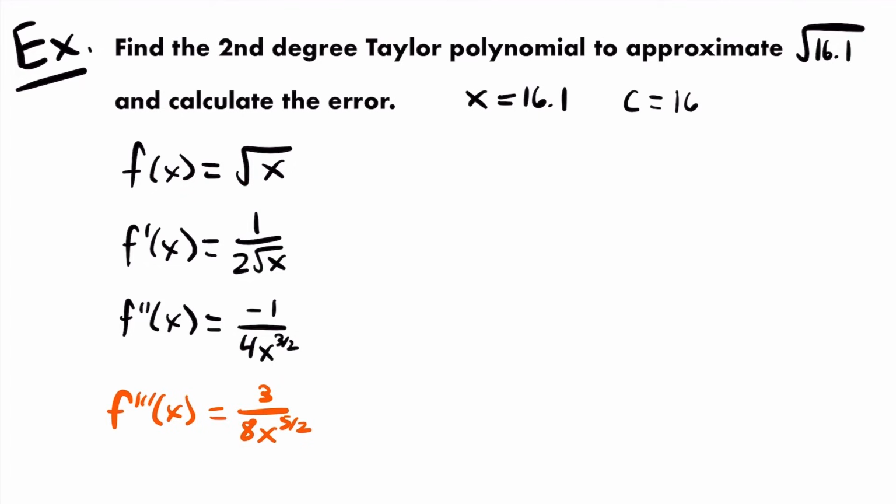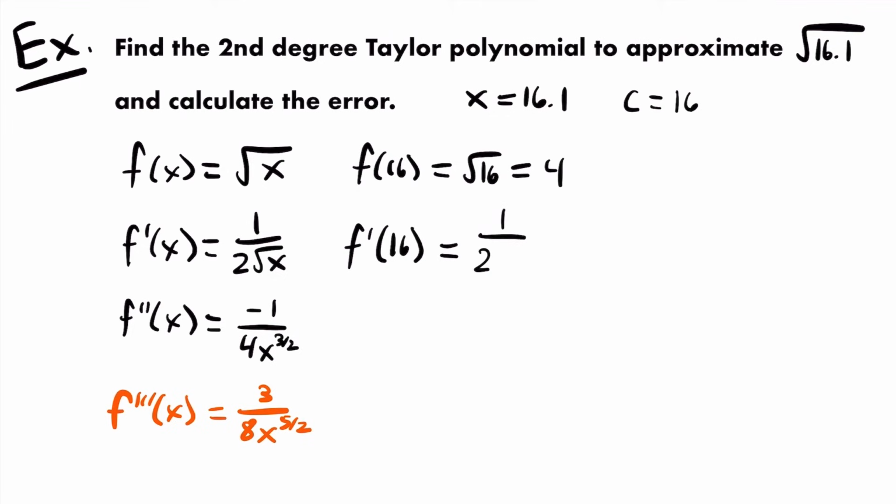But in order to do that, we need to first evaluate the function, the first derivative, and the second derivative at the value of c. And so our value of c is 16, and so let's start with the original function. f of 16 is equal to the square root of 16, which is equal to 4. Then our first derivative, f prime of 16, will be equal to 1 divided by 2 times the square root of 16, which is equal to 1 divided by 2 times 4, which is equal to 1/8.